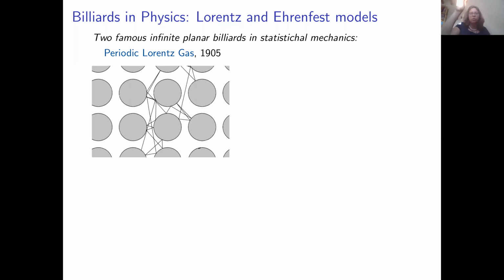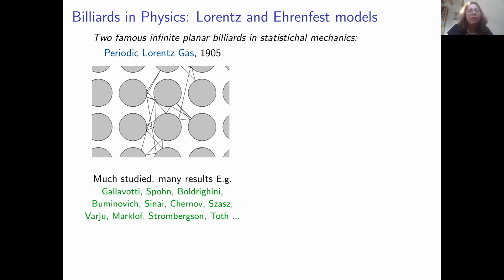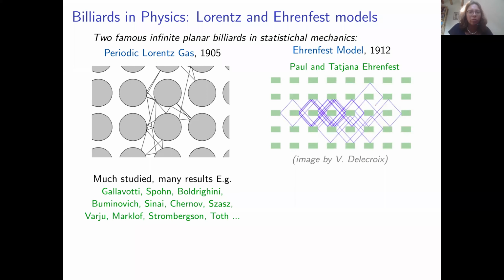We have these circular scatterers placed periodically at the points of a lattice. And this is a very well-studied example in statistical mechanics and mathematics. There are plenty of results. I won't mention all the people who have worked on this.